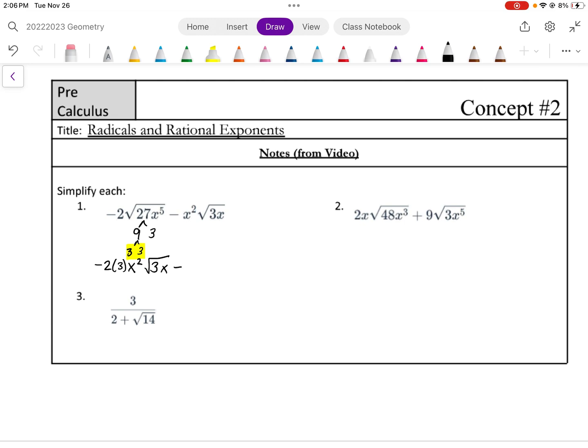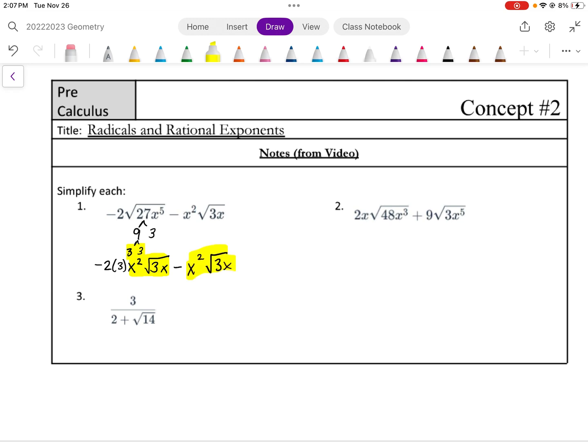So let's move on over to the other one. Now this other section we can actually do nothing with. I cannot take the square roots of 3 or x, so that's just going to stay. Now there's one other thing that I can do here. If you guys notice, both of these have this x squared square root of 3x. So these are like terms.